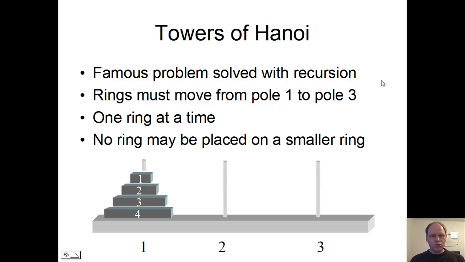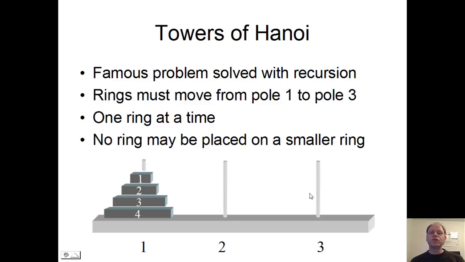Now I get to the most famous problem that is used with recursion. That's called the Towers of Hanoi. And it's a game which is played with a number of rings, which can be placed on top of each other, and they all have different sizes, and 3 poles. And here you can see 4 rings and 3 poles. And the goal of the game is to move all rings from one pole to another pole.